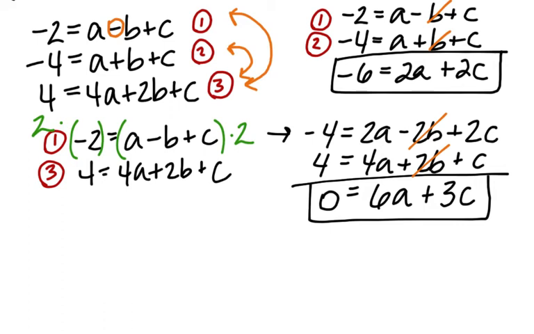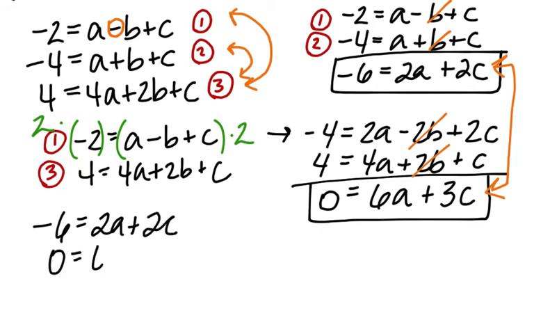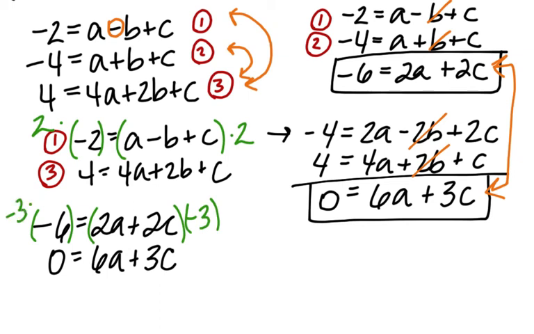So now I'm going to put these two new equations that I've created together and do elimination a third time, because these two equations have the same variables. So I have negative 6 equals 2a plus 2c, and I have 0 is equal to 6a plus 3c. And I'm ready to do elimination yet again. So here I have to choose whether I want to eliminate a or whether I'd rather eliminate c. And I think it'd be simpler to eliminate a, because that would only require that I multiply the equation by negative 3. Both the left and the right will multiply by negative 3.